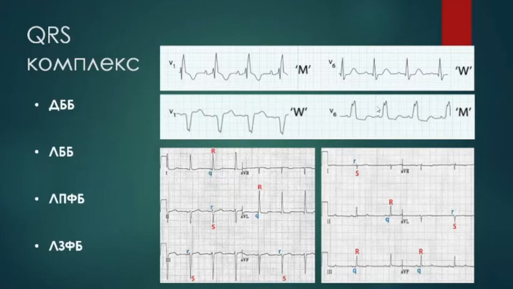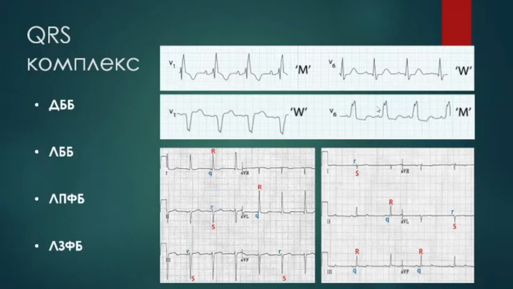Professor, how many small boxes is the normal duration of QRS? Normal is 2.5, because one small square is 40 milliseconds or 0.04. So 100 milliseconds or 0.1 is 2.5 small squares. To be pathological, the length of the QRS should be above 3 small squares. Thank you.